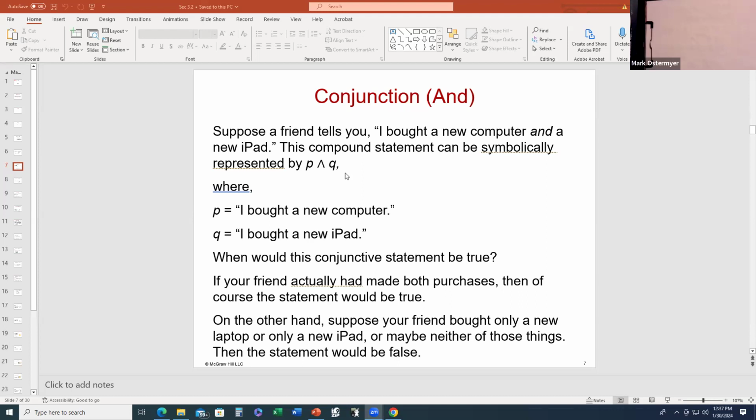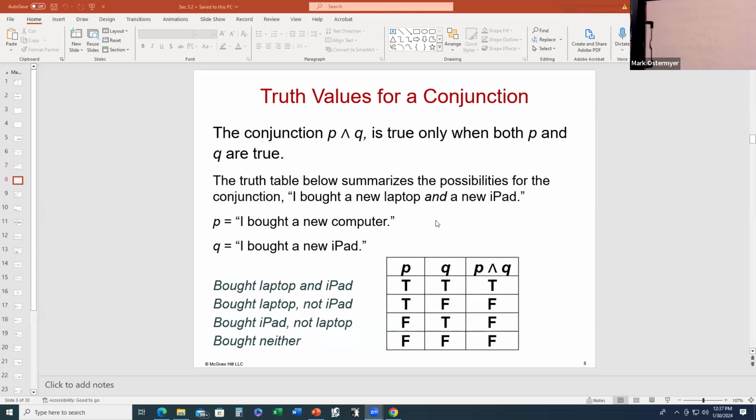Well, the only time a conjunctive statement, or and statement, is going to be true is if both simple component statements are true. So if your friend actually bought a new computer and your friend also purchased a new iPad, then we would say P and Q is true. Otherwise, it's false. On the other hand, suppose your friend bought only a new laptop or only a new iPad, or maybe neither of these two devices. Then, ladies and gentlemen, we would say this conjunctive statement would be false. So a conjunctive statement is only true when both component statements are true. Otherwise, it's always false. So knowing that, let's see if we can build a truth table for this conjunctive statement.